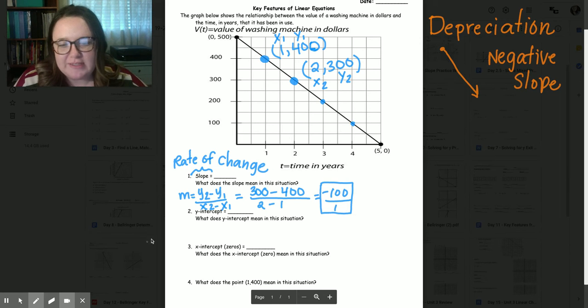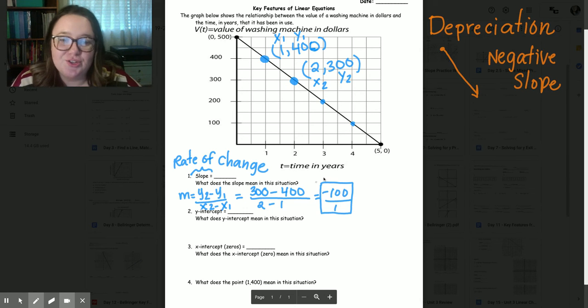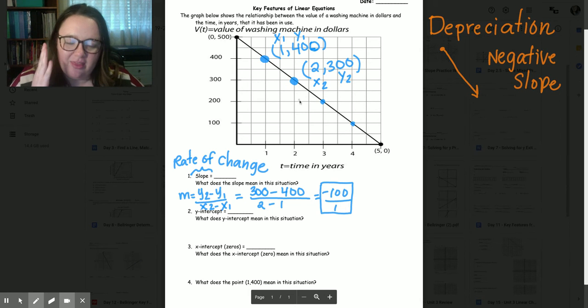You can do the same thing if you wanted to use rise over run. You could say, from this point to this point, how much did I rise up? Well, I rose up not 2 units, but let's look at this. From 300 to 400, I rose 100 and ran 1 year this way. So that's why I got negative 100 over 1. That is my rate of change.